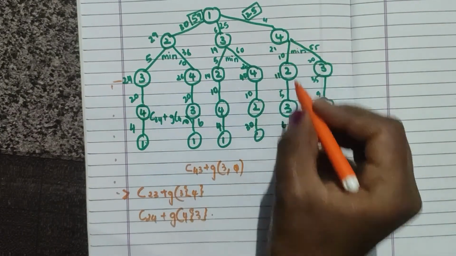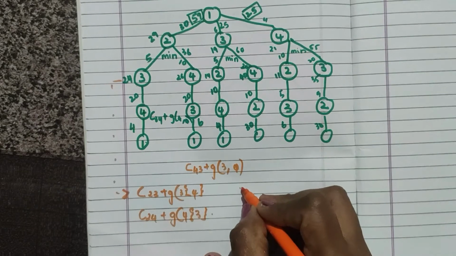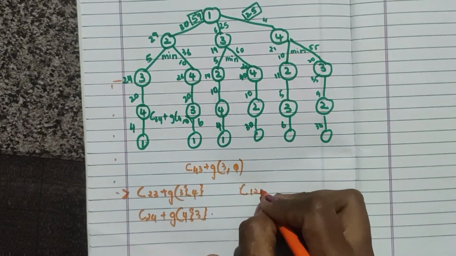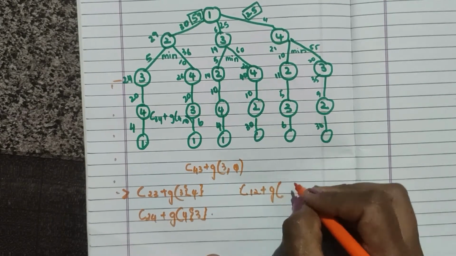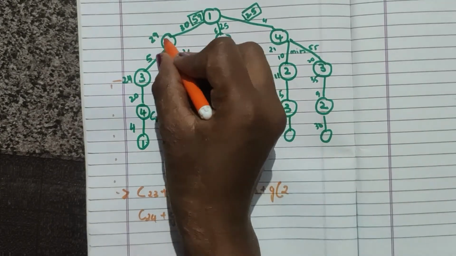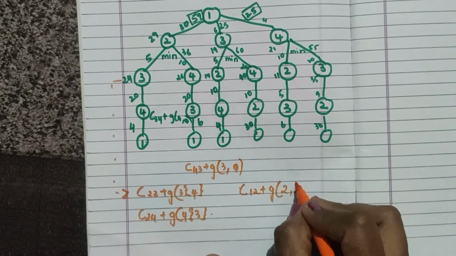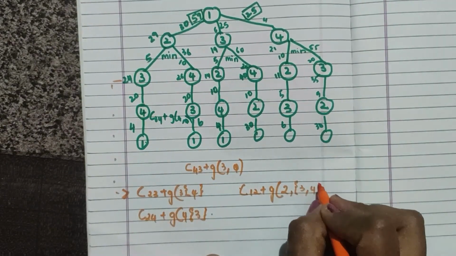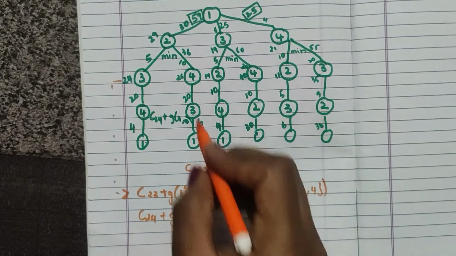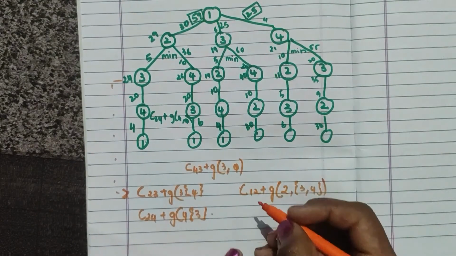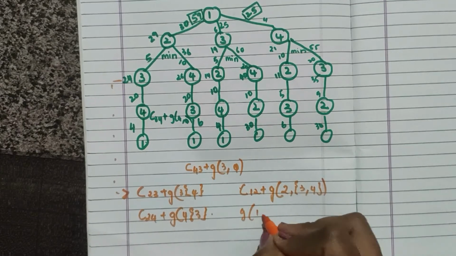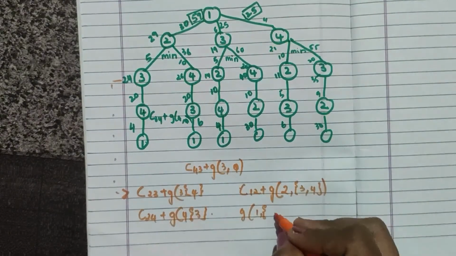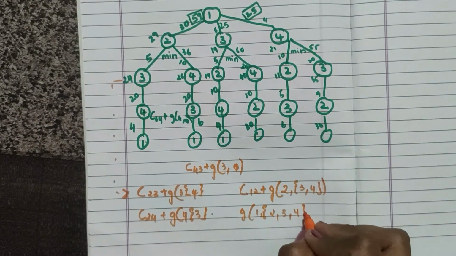And moving on with this stage, I'll write it over here. So here what you have to do is the cost of 1 to 2 plus the g of 2, this node, comma, open the bracket, 3 and 4. So 3, 4. So this is how you will write for this. And final one is just directly g of 1, node 1. Then you will open with node 1, you have 2, 3 and 4. So 2, 3 and 4.